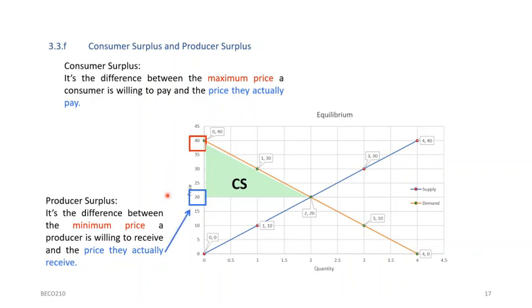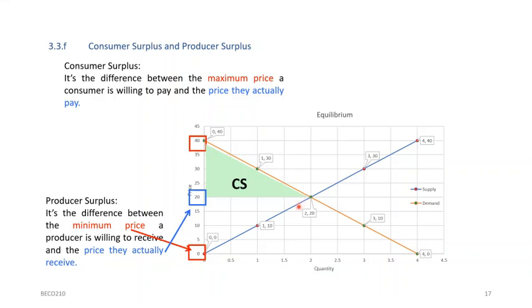Here you can see the price you actually received is the equilibrium price at 20. The price you were willing to receive, which is 0 here, theoretically, for the example, we took it as 0. The difference between the two is the consumer surplus times the quantity.